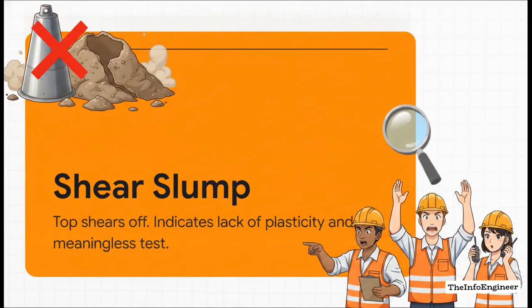Next is the shear slump. This is where the top portion literally shears off and just falls away to one side. If you see this, the test is completely meaningless. It indicates a severe lack of plasticity in the mix, which is often due to low paste content or a highly unbalanced sand-to-aggregate ratio. Your mandatory field action here is to immediately discard the sample and demand a retest from a brand new portion of the batch.